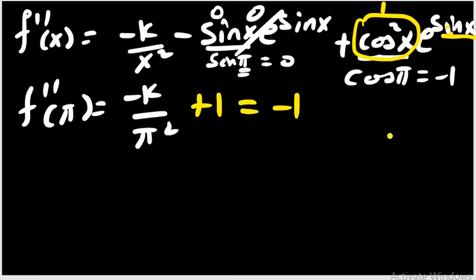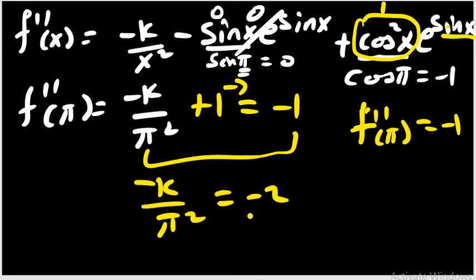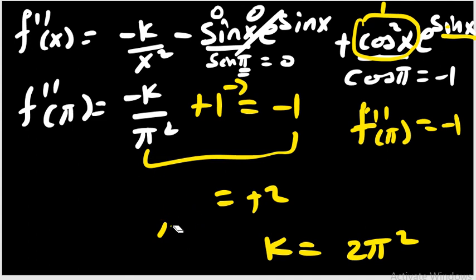Negative 1. Because we are given f second derivative at pi, it says negative 1. It's given to us already. So we are looking for the k value. So let us solve this equation. Shift the 1 to the other side. Negative k over pi square is equal to negative 2. Then the pi square will come. You can ignore the negative on both sides. Then by crisscross multiplication, the k value will be 2 pi square. So here let me write it once again.